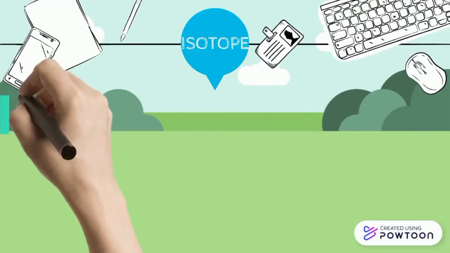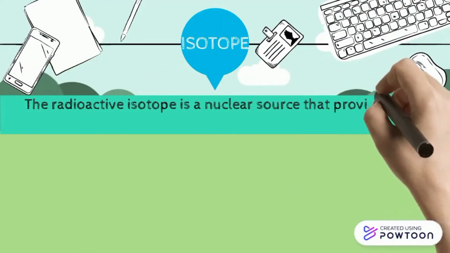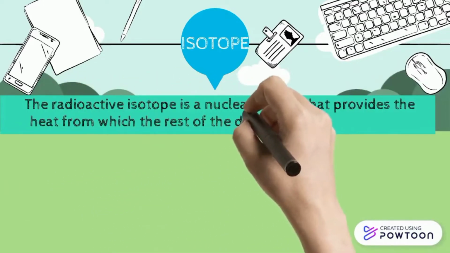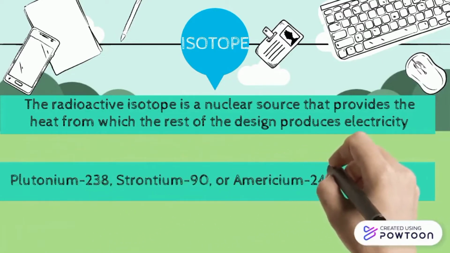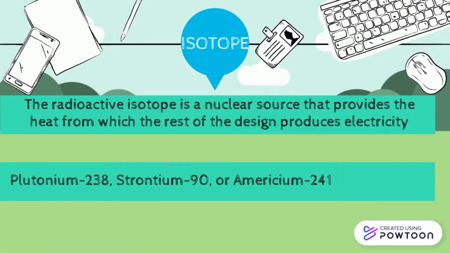The radioactive isotope is a nuclear source that provides the heat from which the rest of the design produces electricity. Most designs use plutonium-238, strontium-90, and americium-241 for their power density, half-life, and radioactive shielding requirement. Because the half-life of the isotope is strategically chosen, RTGs provide power for decades. One of these three isotopes will be deposited in pellets at the center of the RTG, where they can decay and emit heat to the surrounding components.